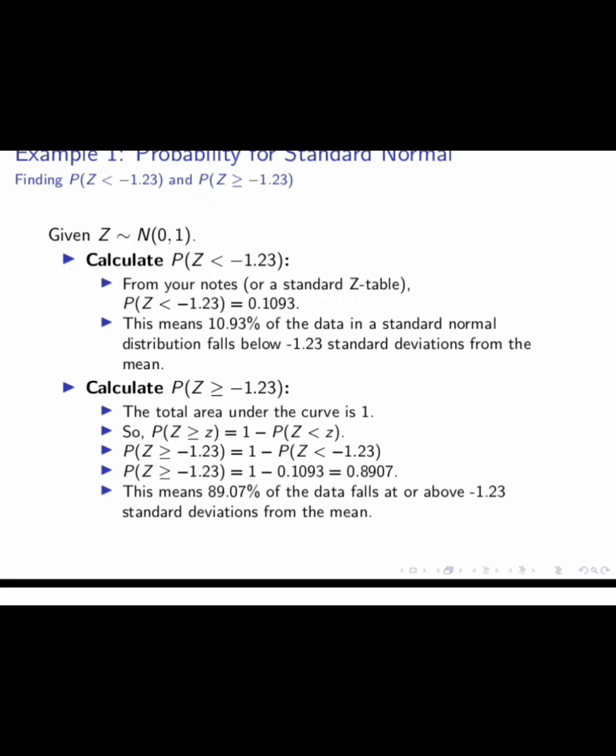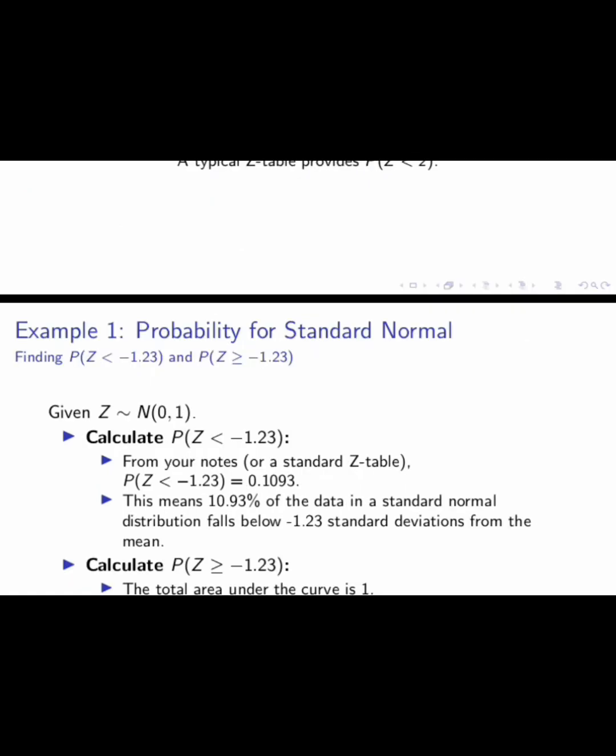So you are going to use that same approach, that table of figures that you used during your secondary school days. Just the same way you find those values, you are going to find 1 on the left-hand vertical side and 0.23 on the horizontal side. Then you trace the value. Whatever value you get, that is how we got 0.1093. Are you getting it? Now this means that, in percentage, 10.93% of the data in a standard normal distribution falls below minus 1.23 standard deviations from the mean.